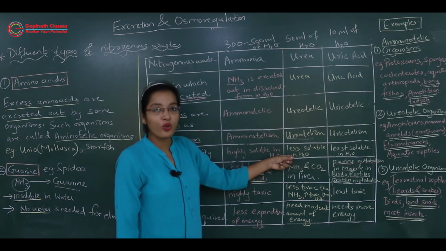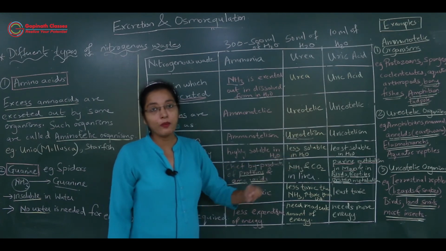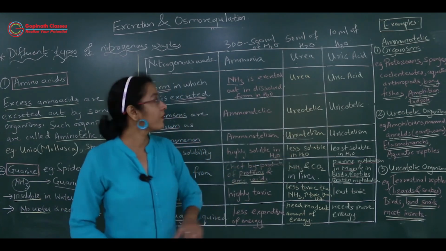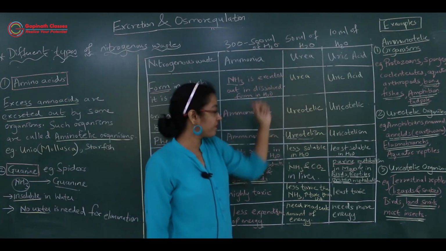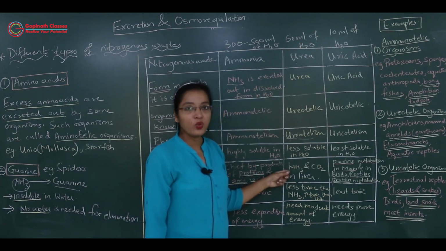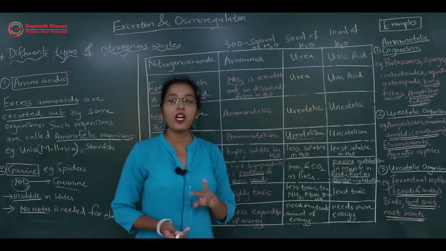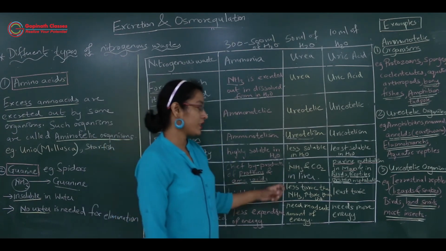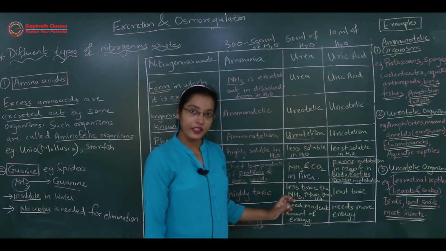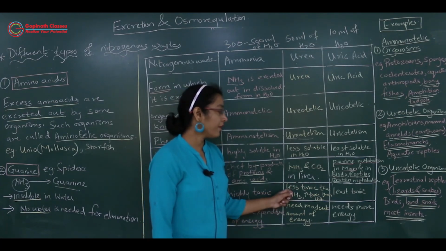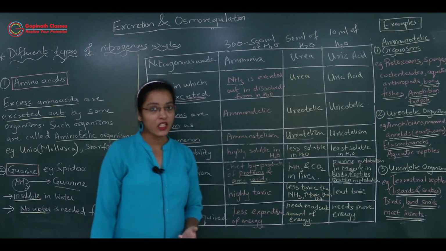Then how much amount of water is needed for elimination of 1 gram of urea? 50 ml of water. Then how is urea formed in organisms? Due to the reaction between ammonia and carbon dioxide, which takes place in the liver. Then what about the toxicity?